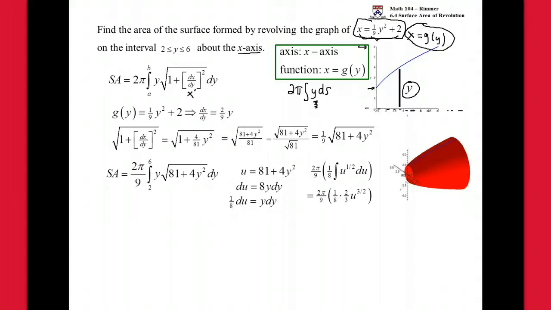There's a lot going on here as far as canceling. So let's see. We have the 2 and this 2 canceling this to turn it into a 2. And we have 9 and 6 is 54. So pi over 54 times that original value of u, 81 plus 4y squared, to 3/2 power.